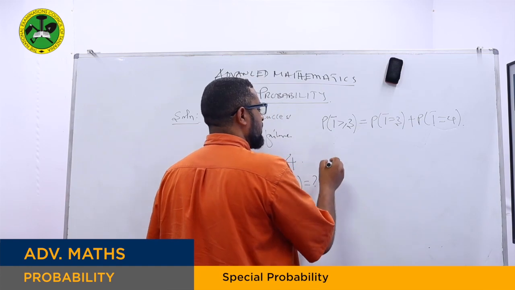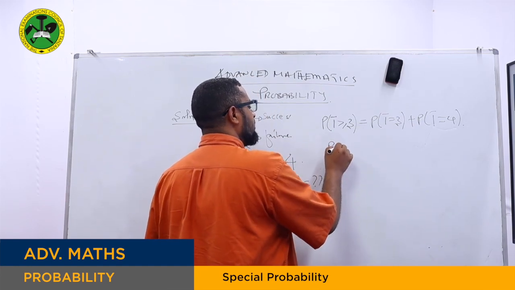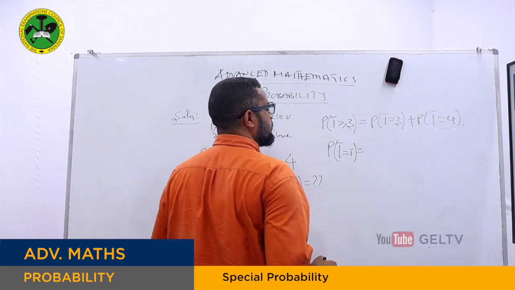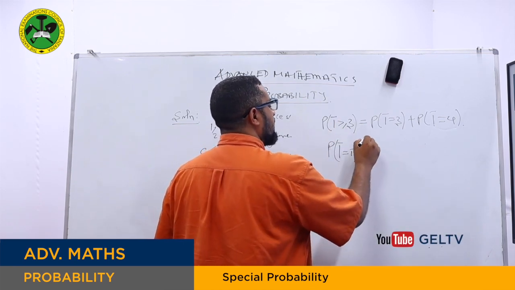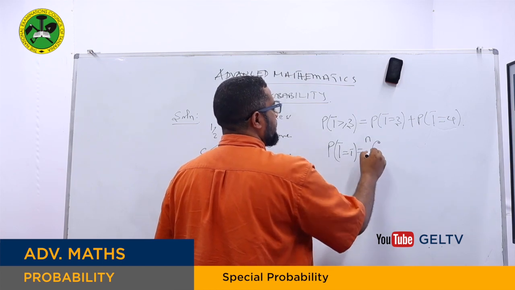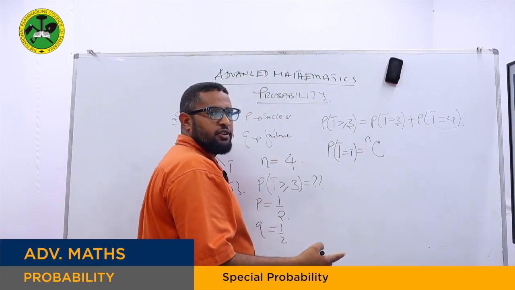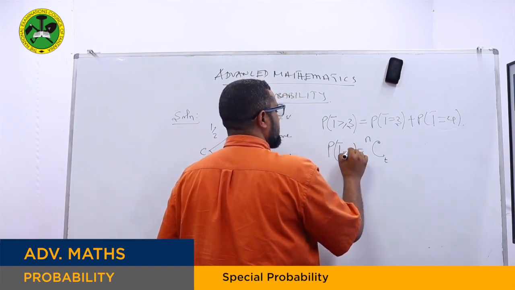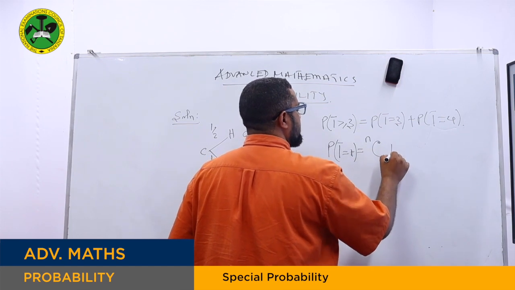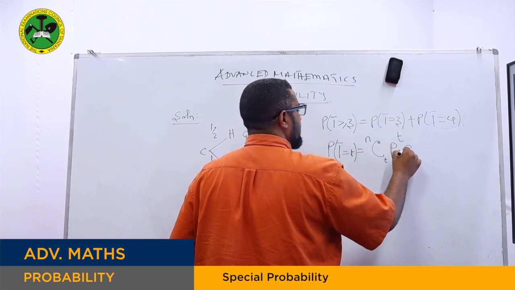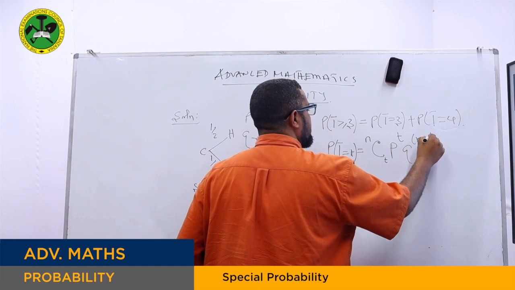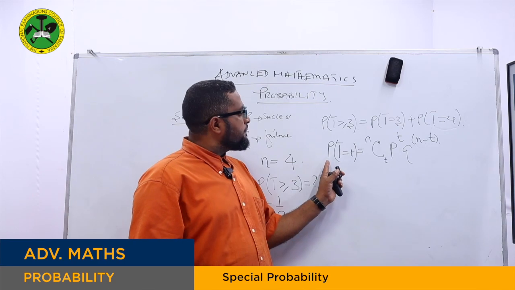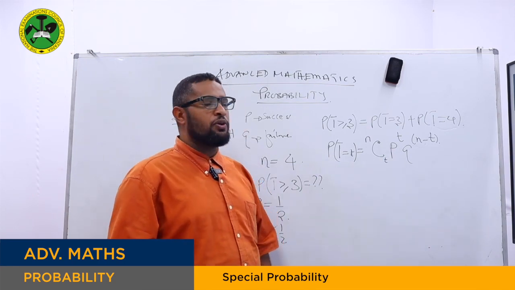Now the formula, it will be the probability of tail equal to t. We are given the number of trials n. Now instead of using x, we are going to use t. Let's use small t to avoid the confusion. Then p raised to t and q raised to n minus t. That is the formula for finding probability under binomial distribution.